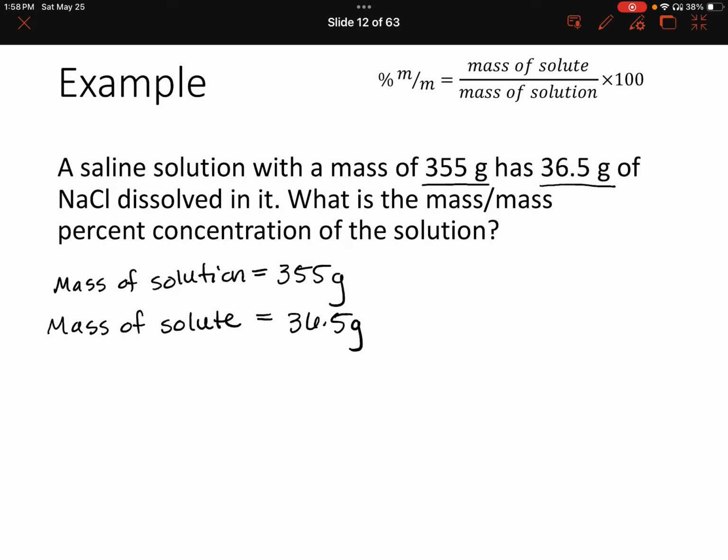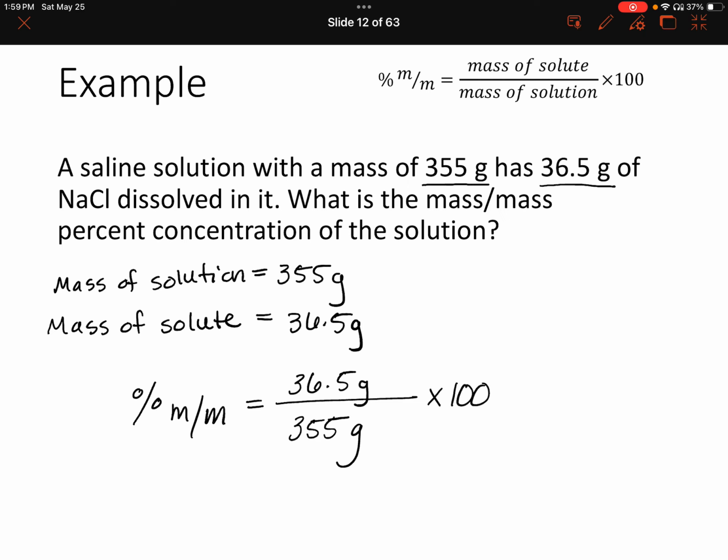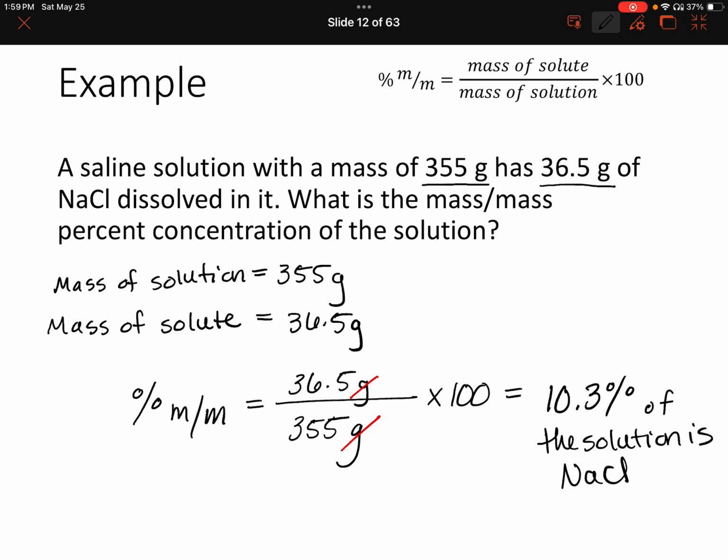Now, we want to figure out what is the mass percent concentration of the solution. We're just going to plug those values into the equation up above. So we've got 36.5 grams of solute divided by our total mass of 355 grams, and then we'll multiply by 100. Notice that the units of grams cancel, so this is going to be a unitless number, or a percent. When I plug this into my calculator, I get a value of 10.3%. So what does that mean? This tells us that 10.3% of the solution is sodium chloride, and the rest will be presumably water, since it's a saline solution.